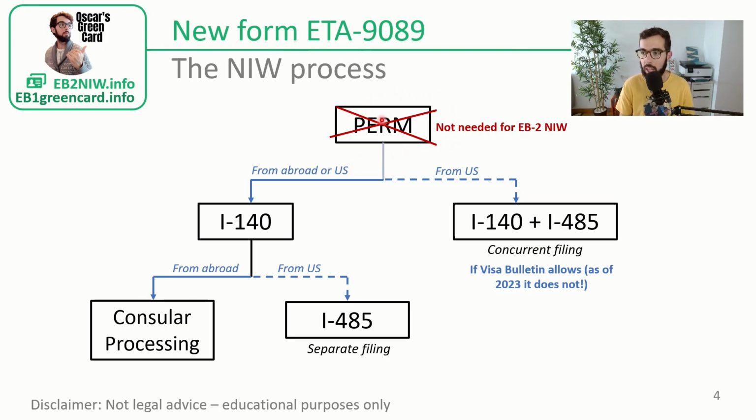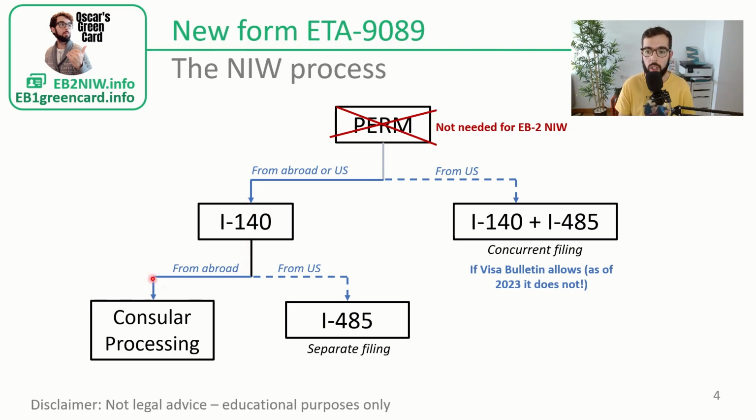But for EB2 NIW and for EB1A, there's no need for this PERM process, and we are saving a lot of time, and we are saving having to have a sponsor. So we start right here. If we are either abroad or in the US, we start with an I-140 petition. Here is where we have to attach ETA 9089.